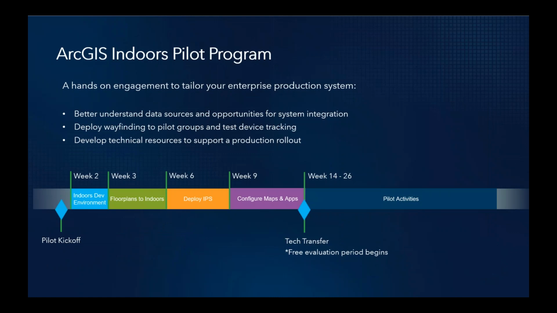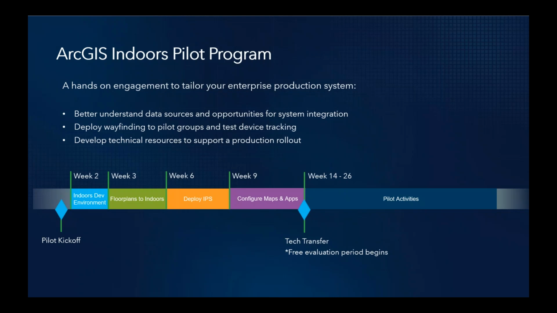Typically, it would take between 10 to 14 weeks to deliver the pilot capabilities to your organization, depending on the choice that you make with IPS or without. Starting with deploying an ArcGIS Enterprise environment for indoors, then some data processing, then some IPS setup and configuration, and then on to creating maps and applications. And then you'd have 90 days to evaluate indoors with an evaluation license. This is the way to get started.